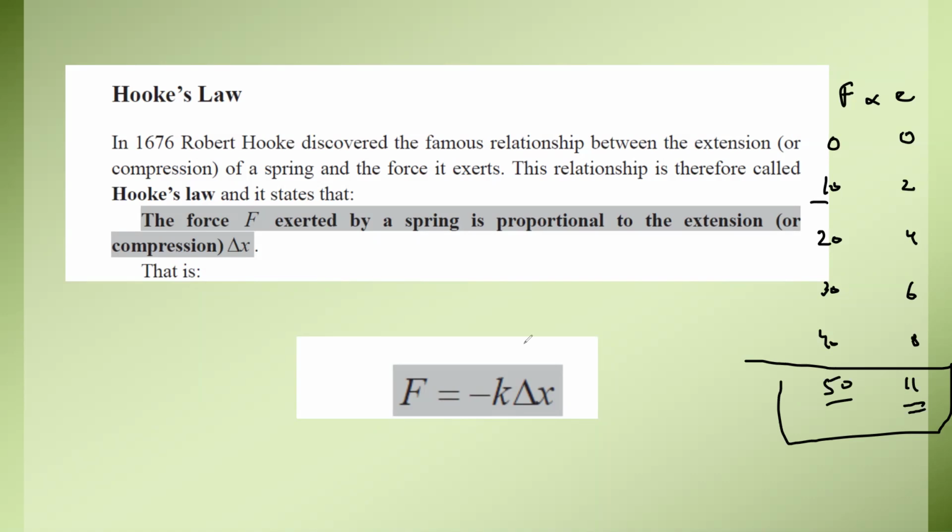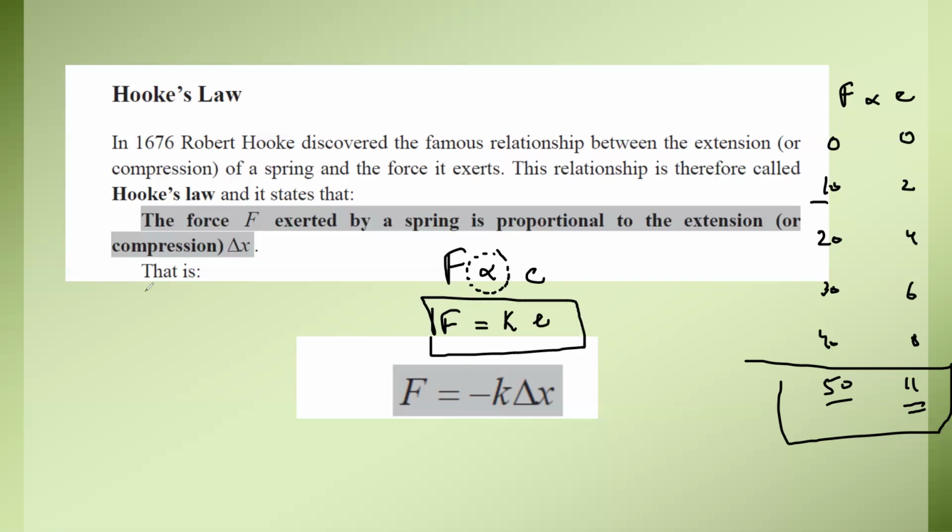So within the limit of proportionality, the force applied on the spring is directly proportional to the extension, or extension is directly proportional to the applied force. Whenever we replace the proportionality sign, we always replace it with equal to and a constant. So here we have a constant which is known as the spring constant, or the stiffness.